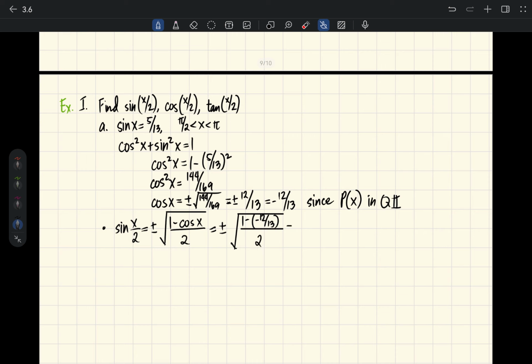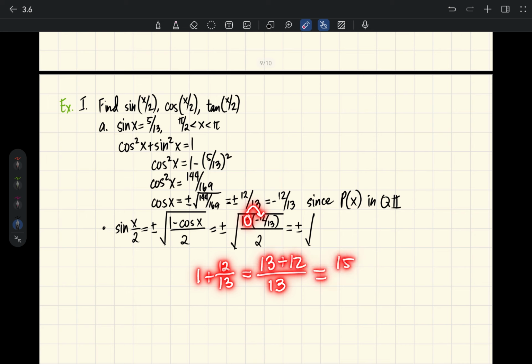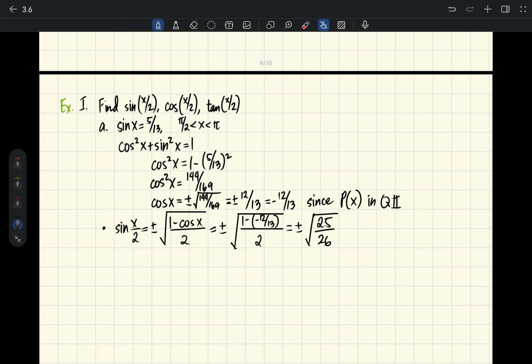Then further simplifying what's inside, we have plus minus, so let's see, you have 1, then the negative sign here can be distributed inside. We have plus 12 over 13, so this one is just 13 in the denominator. 13 plus 12 equals 25 over 13. Then finally, dividing this entire thing by 2, we have plus minus square root of 25 over 26. So let's leave that one as is first.